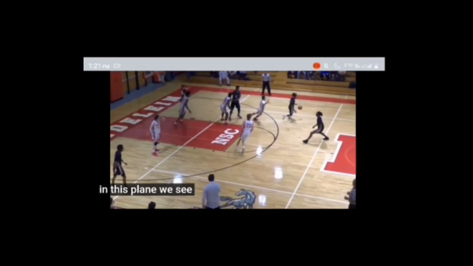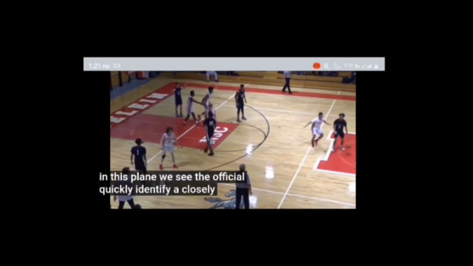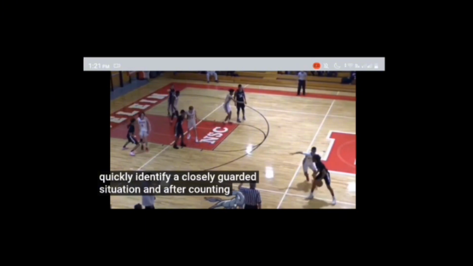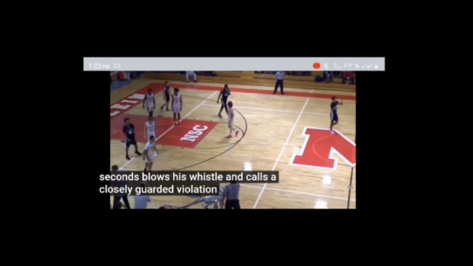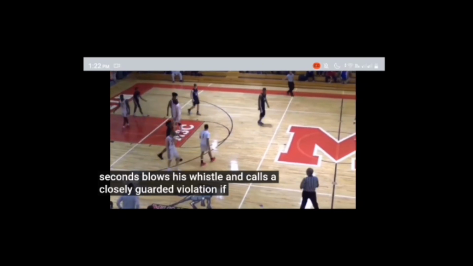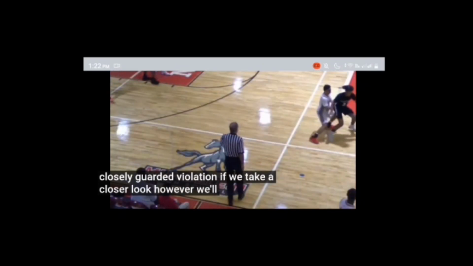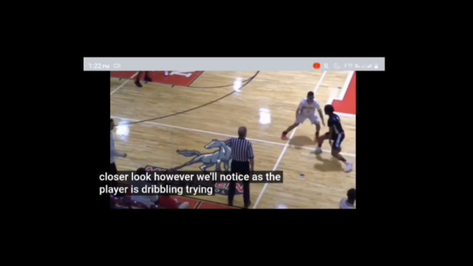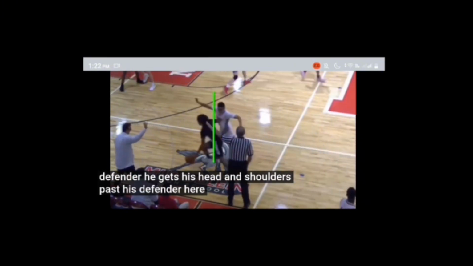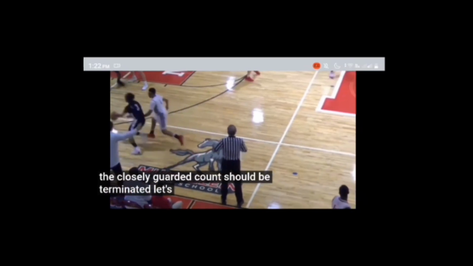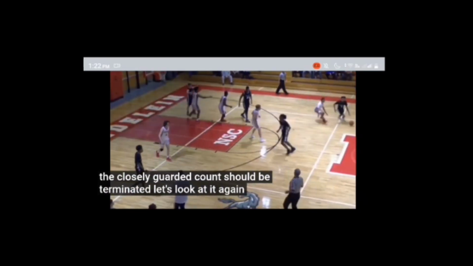In this play, we see the official correctly identify a closely guarded situation, and after counting 5 seconds, blows his whistle and calls a closely guarded violation. If we take a closer look, however, we'll notice as the player is dribbling trying to elude his defender, he gets his head and shoulders past his defender here, at which point the closely guarded count should be terminated. Let's look at it again.